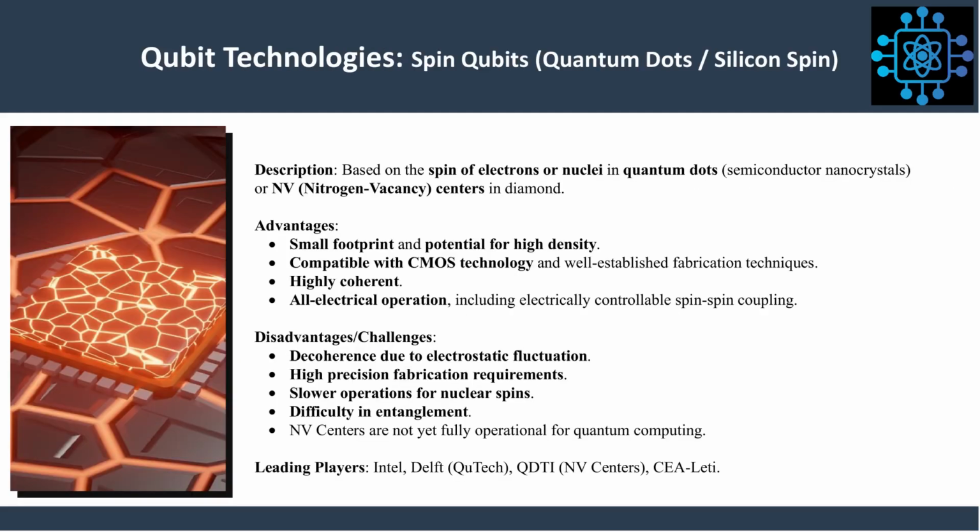Spin qubits leverage electron or nuclear spins in quantum dots or nitrogen vacancy centers in diamond. They offer a small footprint, high density, and compatibility with complementary metal oxide semiconductor technology. However, challenges include decoherence from electrostatic fluctuations, precision fabrication needs, and slower nuclear spin operations. Key players include Intel, Delft, and CEA-Leti.